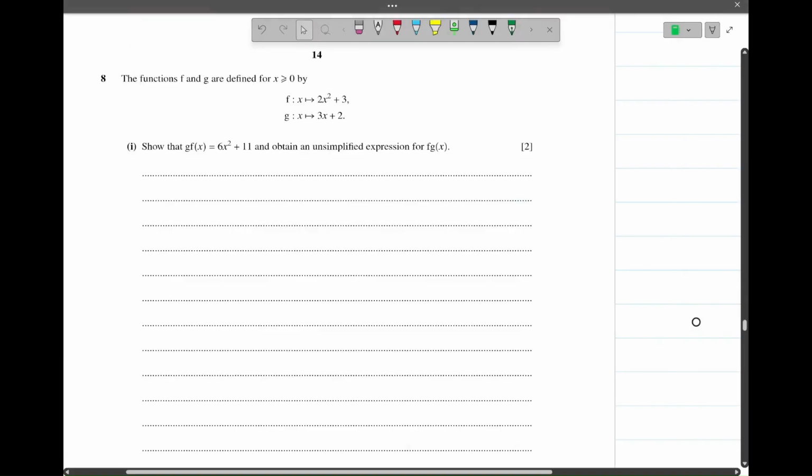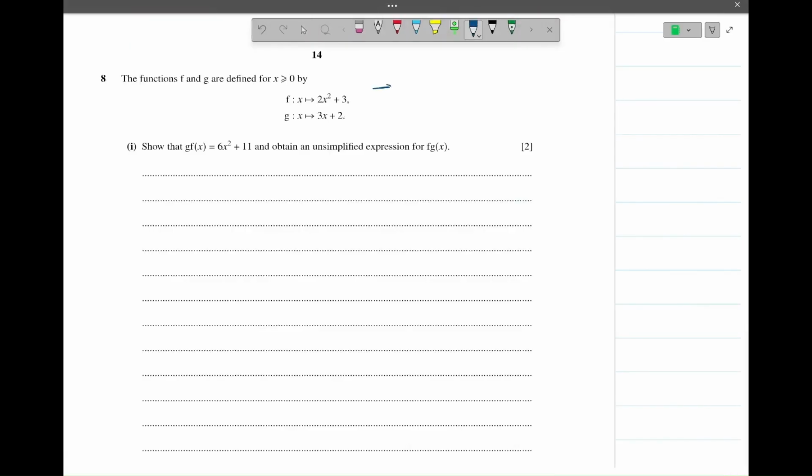Moving on to question number 8. This is a question about functions. At least the first part is. It says that find g f of x is equal to 6x squared plus 11. So you have to show this. Now this is basically something called a composite function. This is a composite function. This means a function within a function.